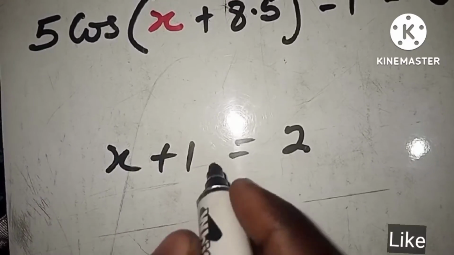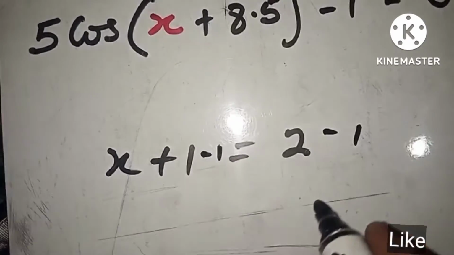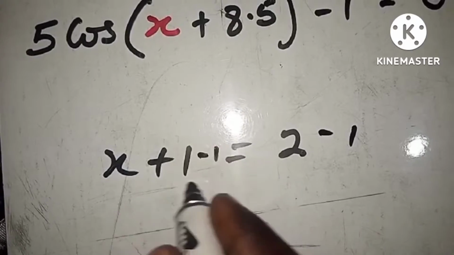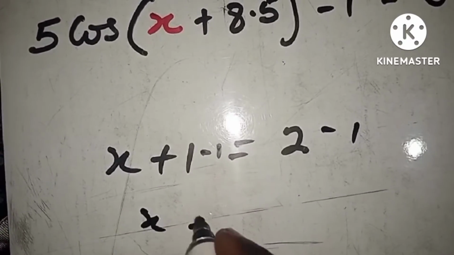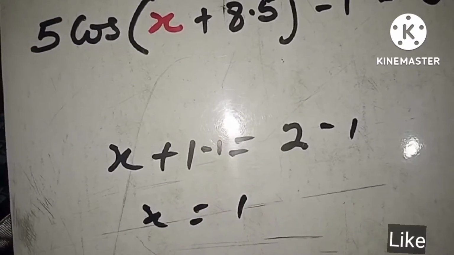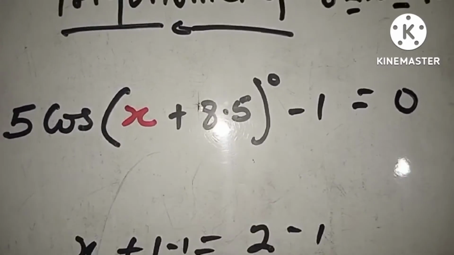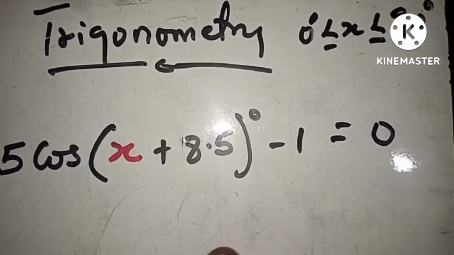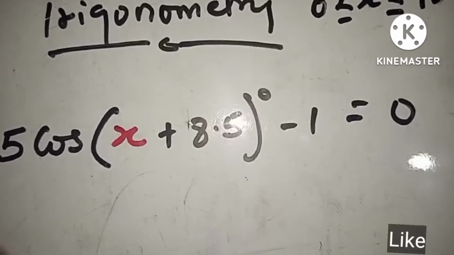But how do you solve that? You have to subtract 1 from both sides of the equation so that this guy will vanish. So here you have x equal to 1. That is how you solve that. Now, in terms of the trigonometry, what we are going to do here is the same approach. We are going to use the same idea here.